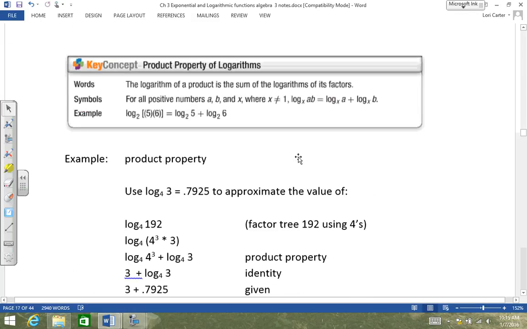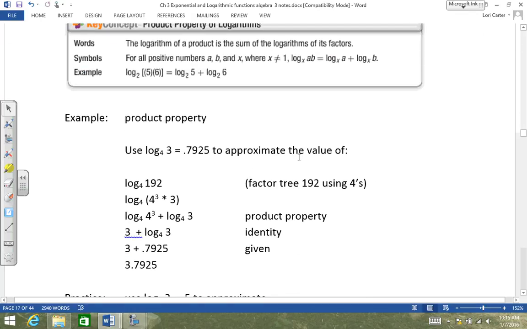Here we go. We're going to do it first with numbers. So it's really simple. Then we're going to make it a little harder. So now I've got log base 2 of 5 times 6. What does multiplication mean? Adding. So I'm adding these two together. That means log base 2 of 5 plus log base 2 of 6.